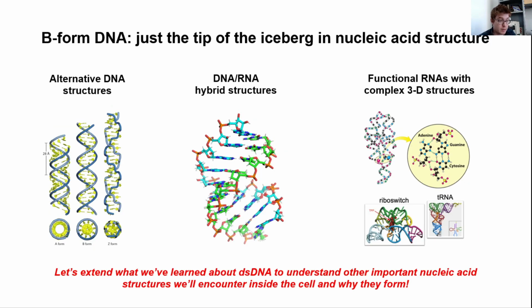Of course, as I mentioned before, B-form DNA is just the tip of the iceberg in terms of the types of structures that nucleic acids can form. And in this lecture, we're going to talk about some of these other alternative DNA structures, DNA-RNA hybrid structures, and functional RNAs that have even tertiary structure that's much more complicated than just these helical structures alone. So let's extend what we've learned from double-stranded B-form DNA to understand these other structures that we'll encounter and why or why not they might form.